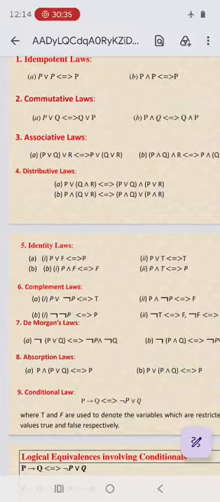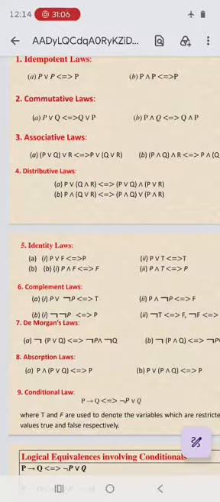The next law is the complement laws. First one is P or negation P, which is equivalent to true. P and negation P is equivalent to false. Negation of negation P is equivalent to P. Negation true is equivalent to false. Negation false is equivalent to true.